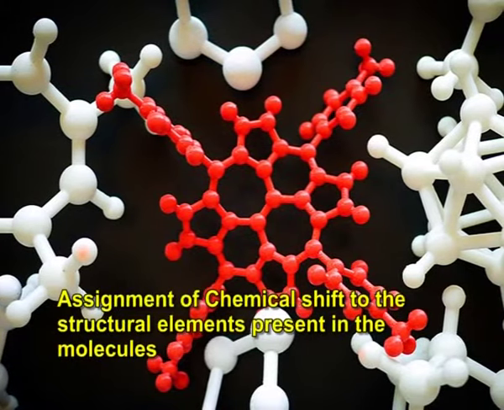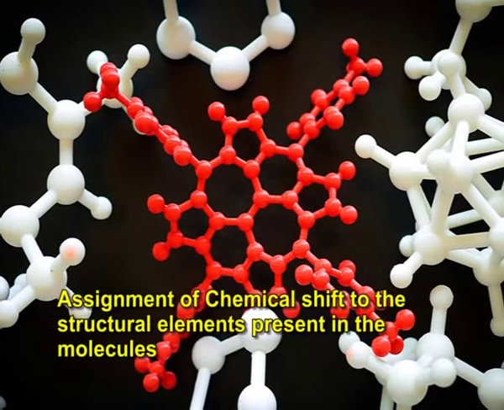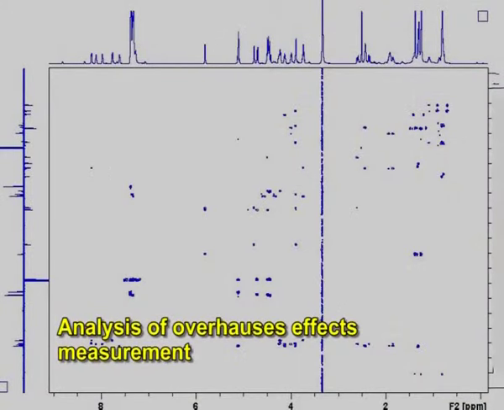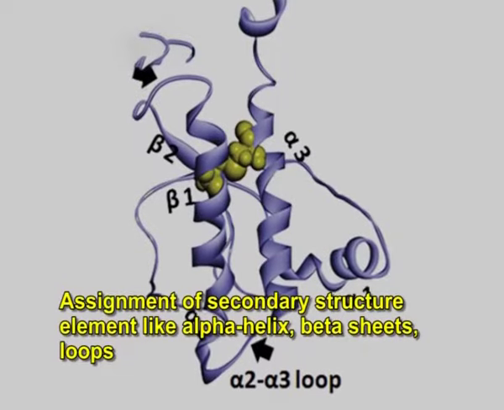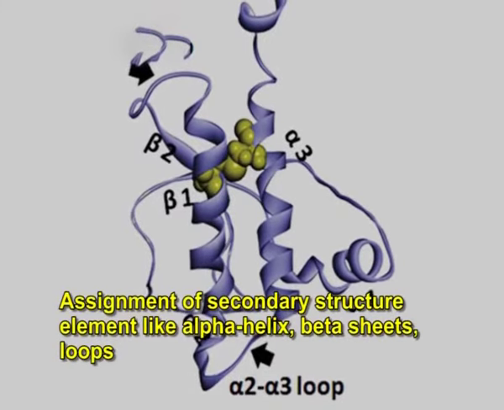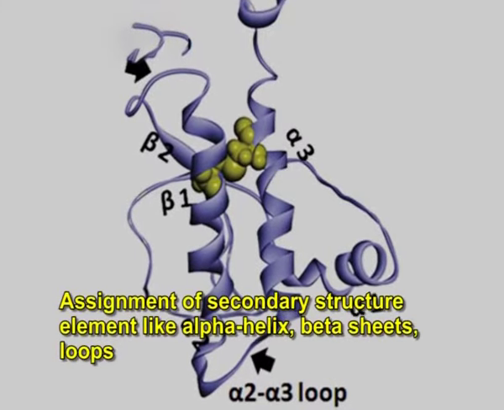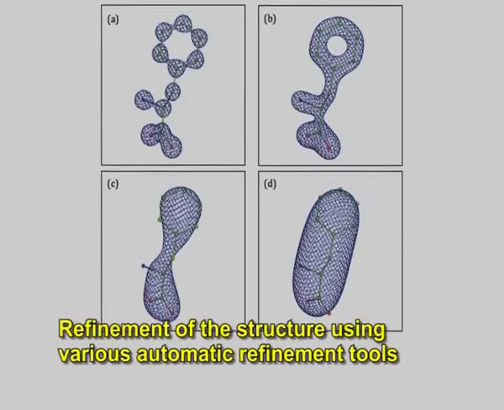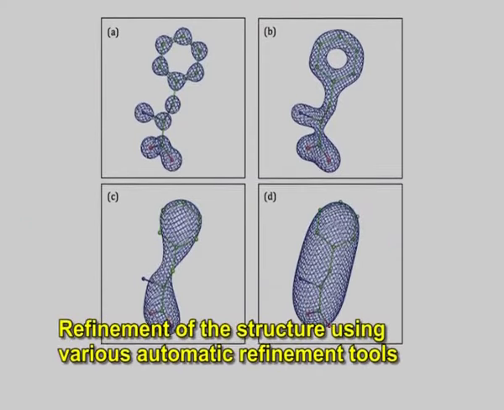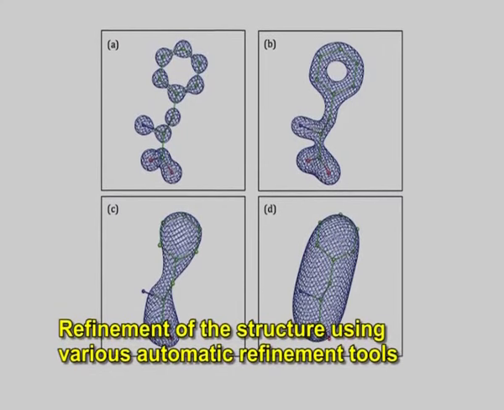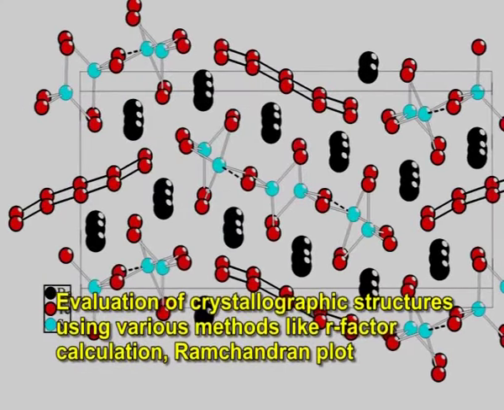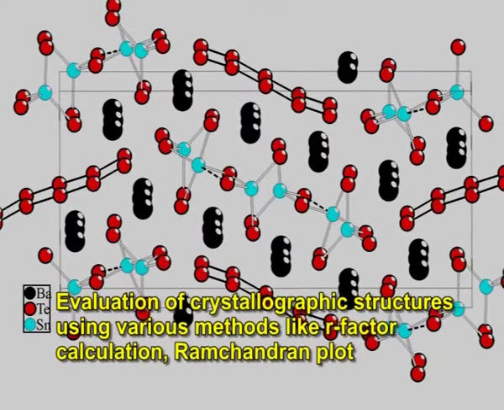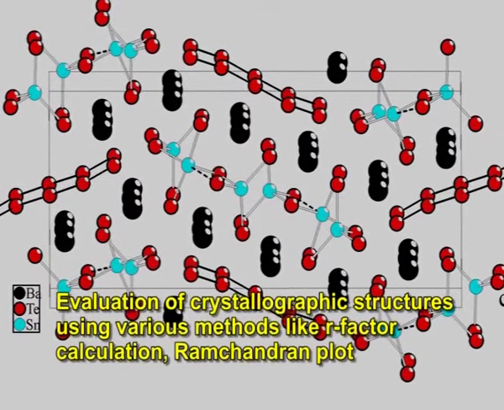Next is assignment of chemical shift to the structural elements present in the molecule, analysis of Overhauser effect measurement. Next is assignment of secondary structure element like alpha helix, beta sheet, loops. Next, initial structure calculation. Next, refinement of structure using various automatic refinement tools. Next, evaluation of the structure using various methods like R factor calculation, Ramachandran plot.